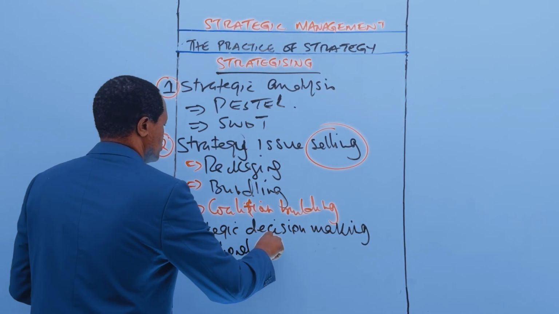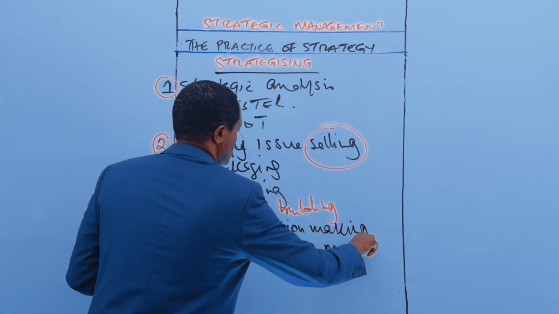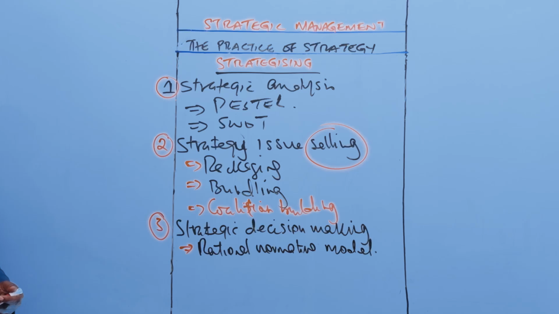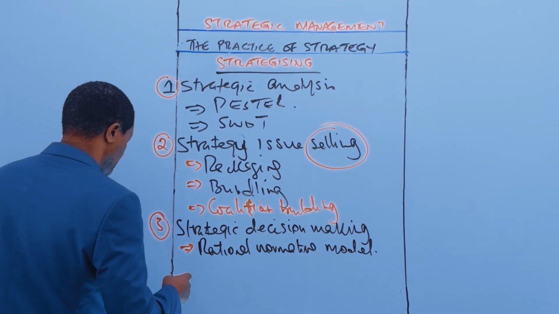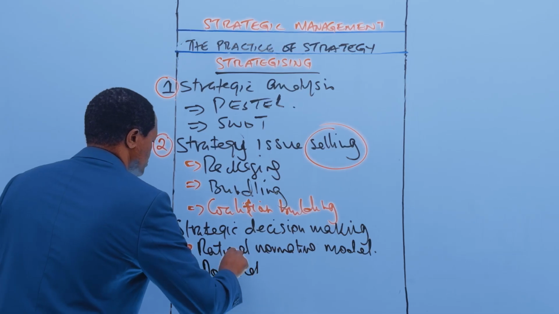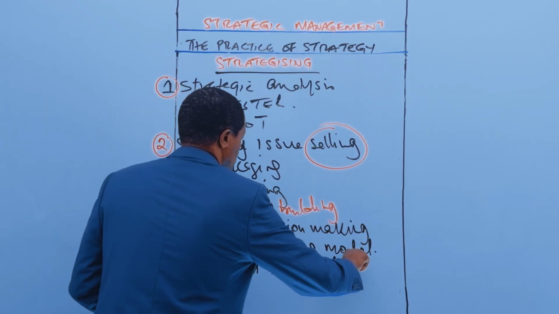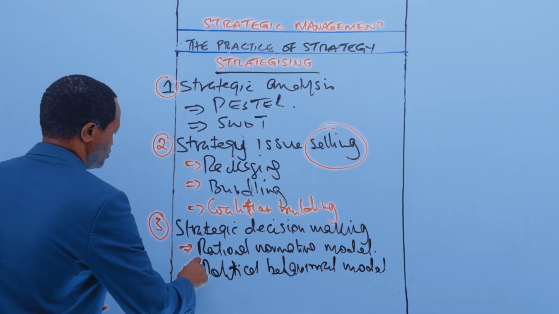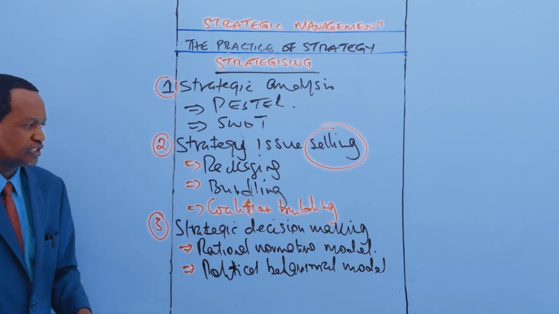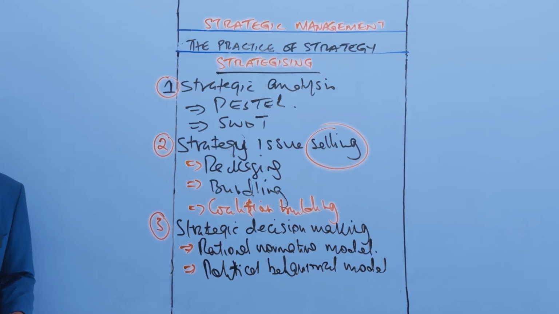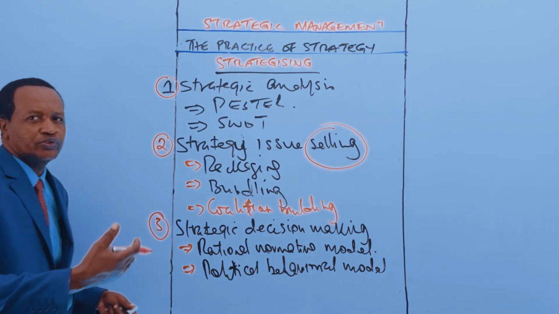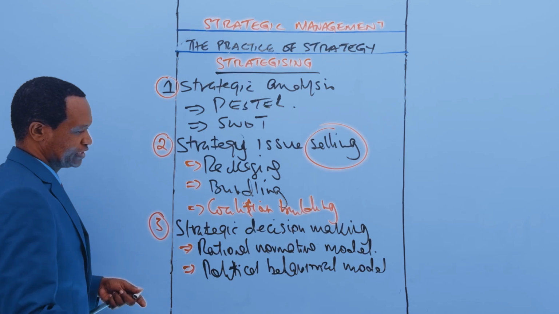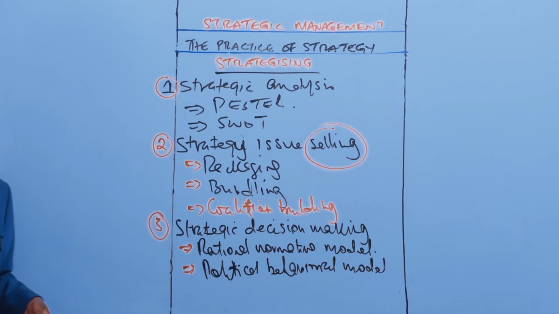Rational normative model, where decisions, as I've said, are made based on objective data and logical evaluation of alternatives. There is also the political behavioral model. Political behavioral model is another model that you can use in making strategic decisions. Decisions here are the result of bargaining, the result of power struggles, and the personal influence of the key individuals. That is the political process.